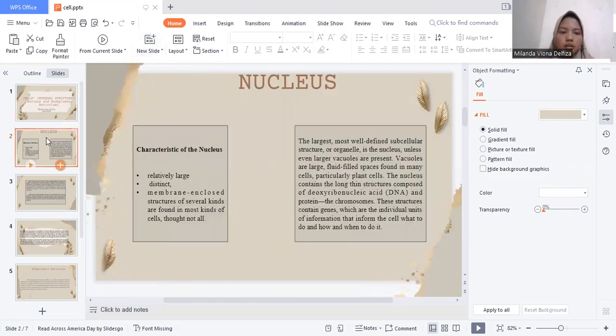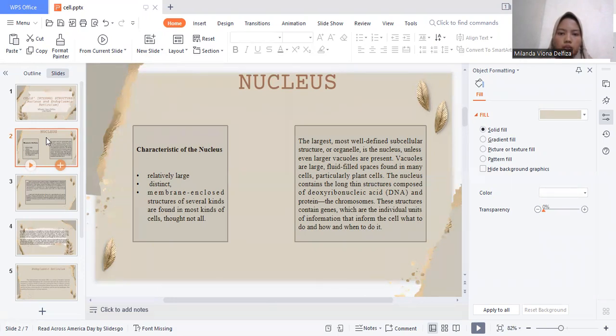One, nucleus. The characteristic of the nucleus is relatively large, distinct membrane-enclosed structures of several kinds, which are found in most kinds of cells, though not all. Their largest, most well-defined subcellular structure or organelle is the nucleus, unless even larger vacuoles are present. Vacuoles are large, fluid-filled spaces found in many cells, particularly plant cells.